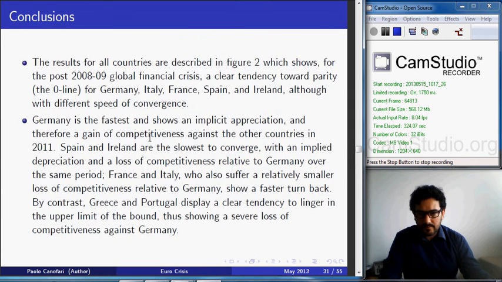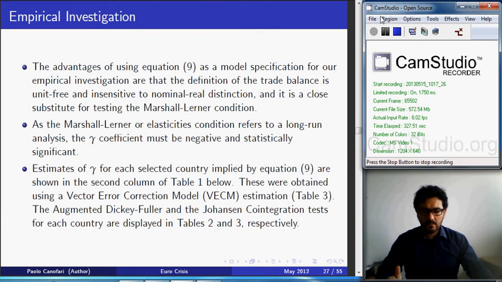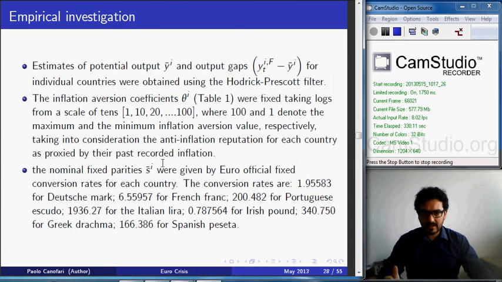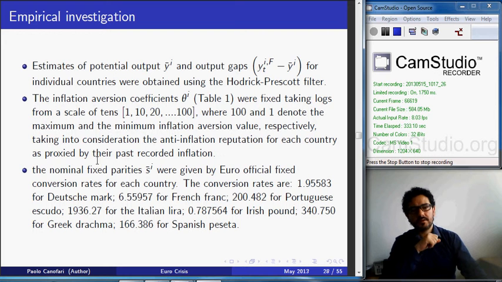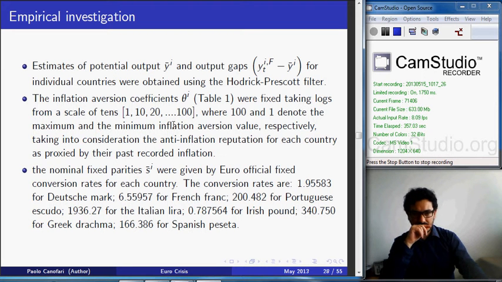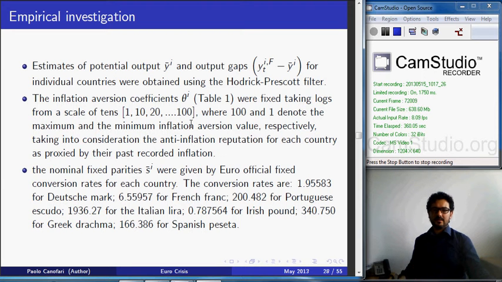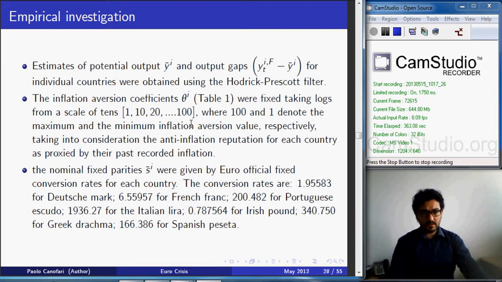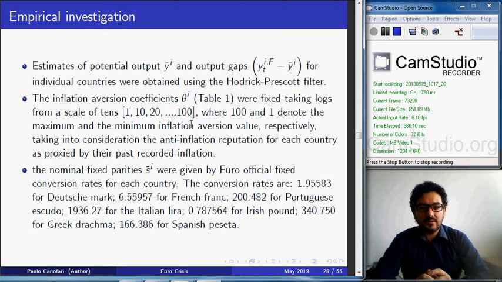Now, after estimating the coefficient gamma, we also need in our indicator an assessment of the inflation aversion coefficient theta for each country in our sample, and this can be performed using a log scale from 1 to 100 and applying the log. This means that the maximum inflation aversion coefficient is the log of 100, the minimum possible is the log of 1.